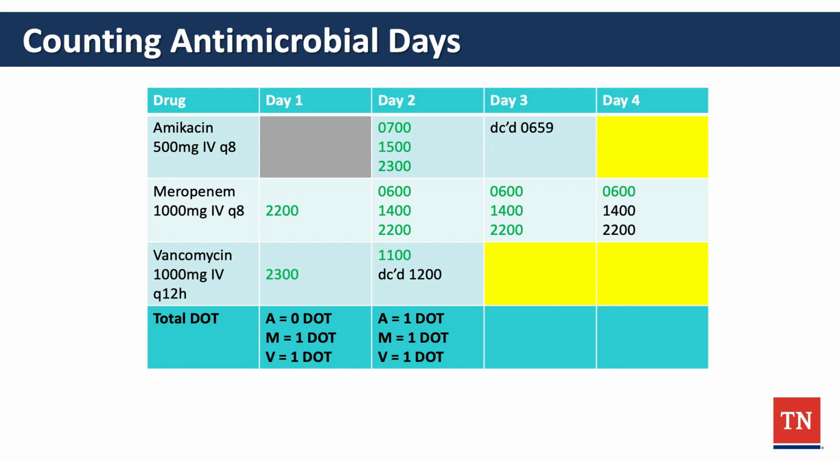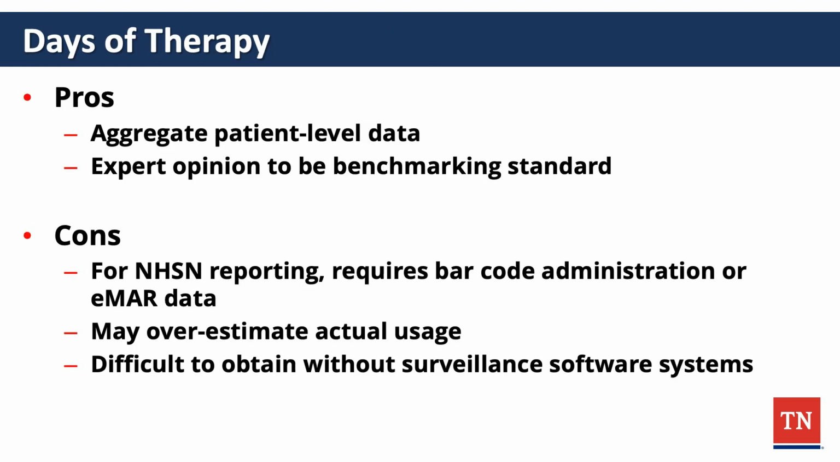On the second day, she would have received 1 day of all 3 of those medications. On the third day, she did not receive the dose of amikacin nor the dose of vancomycin. She only received the meropenem, so that's 1 day for that. And on the fourth day, even though she received only 1 dose of meropenem, that is still considered a full day of therapy. So that is the example of what that numerator looks like. And remember, you're counting the days upon which those are administered.